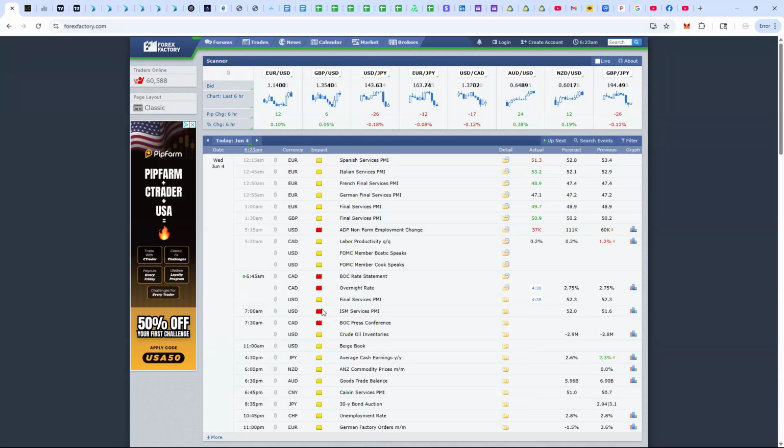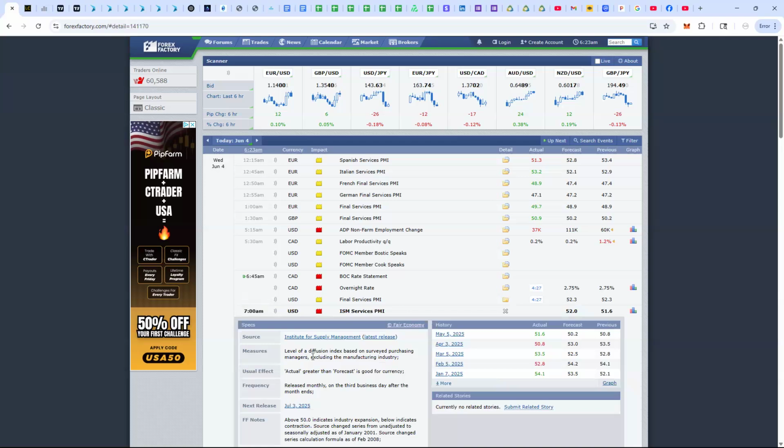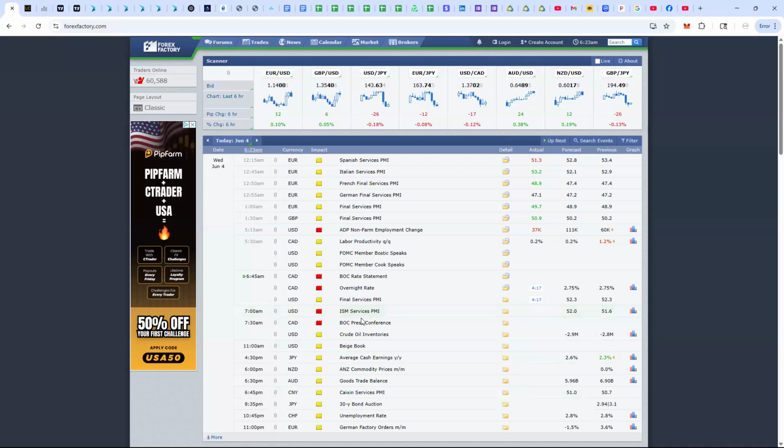Wow. Let's see if anything else is coming up. We got the ISM. That's going to be at 7. That's going to be really big too. So maybe it's building up for this right here. Level of diffusion index based on surveyed purchasing managers, excluding the manufacturing industry. So purchasing, that's people going out there in the market and buying for, wow. And this might make it fall so quick back down. Maybe it's just trying to get to that point right there.